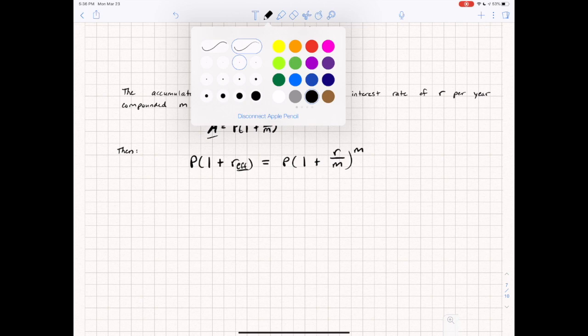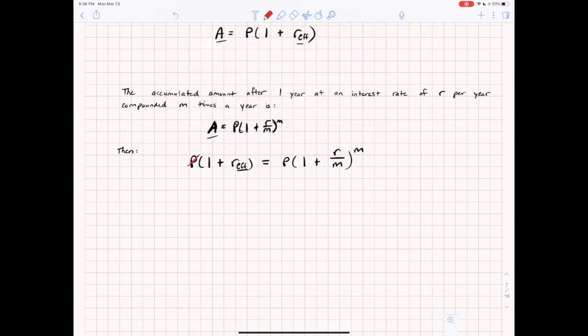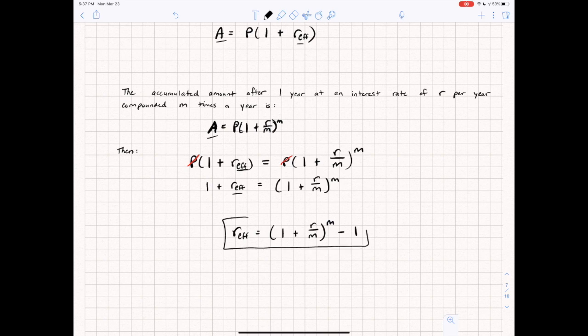Well, algebraically, the first thing I'm going to do is notice that if I divide P over, those P's will cancel. So essentially, the left-hand side is just 1 plus the effective rate, which is equal to parentheses 1 plus R over m to the m power. And if I'm solving for the effective rate, then we have our formula for the effective rate. It is parentheses 1 plus the annual interest rate, divided by its conversion m, to the m power, minus 1. So this is how we can calculate the effective interest rate and then better compare the different programs that we have.